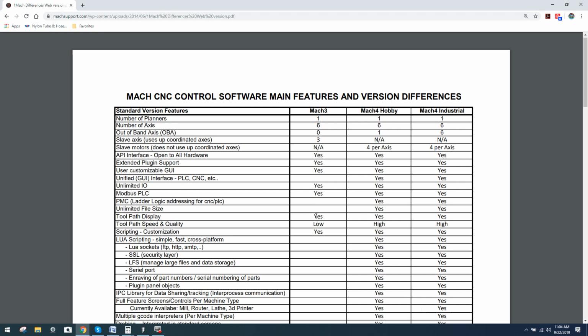Toolpath display, of course, yes, for Mach3 and Mach4. Toolpath speed and quality, low. Then Mach4 hobby, it says high and high. For industrial, again, we don't know exactly what low and high actually means in terms of speed. But generally speaking, I just look at the PC once again that you're running this software on, whether it be your CAD CAM or if you're just isolating a PC just for Mach3 or Mach4. The better the hardware that's in the PC, naturally all your applications run smoother and more stable. Common sense prevails, so just keep that in mind. Scripting customization, yes, yes, yes.